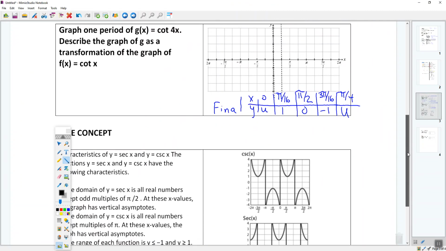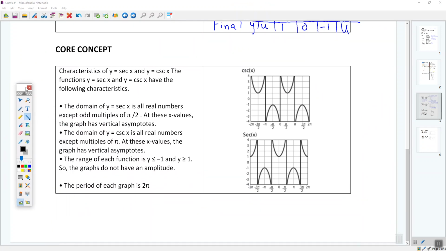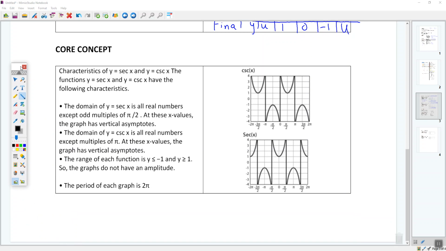So right here, the other core concept, my friends, is this. We also need to take a look at the cosecant and the secant. Now guys, the period of cosecant and secant is what here? 2 pi. The ones that are going to be pi are tangent and cotangent. For cosecant and secant, one whole cycle is going to have the part that's down here for a graph and the part that's up here for a graph. That's one whole cycle for those right there.